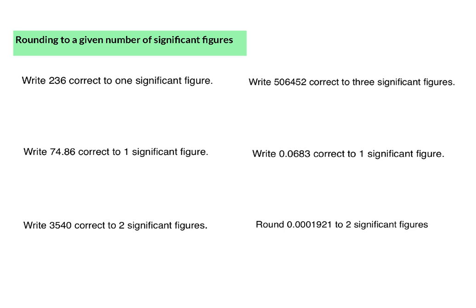Now rounding to significant figures. The first significant figure is the first non-zero digit in a number, and then all numbers after that count. So if we look at the first one here, we have 236, correct to one significant figure. The first significant figure is the 2. We then look at the 3. The 3 tells us we round down. The 6 has nothing to play with this at all. So our answer will be 200. Our number is closer to 200 than it is to 300.